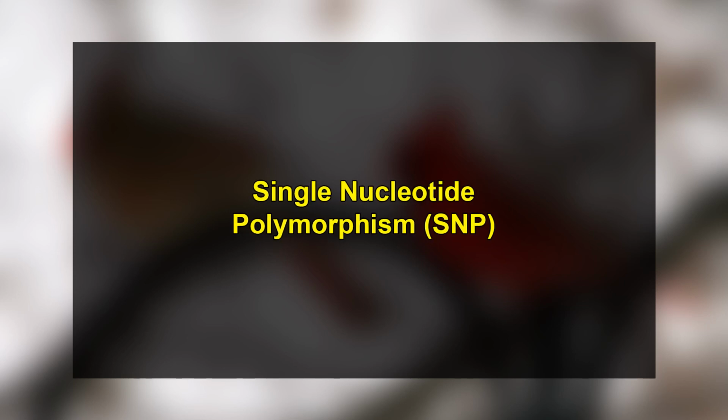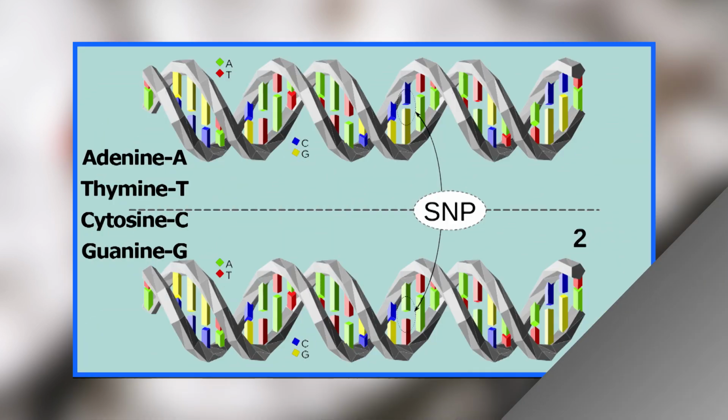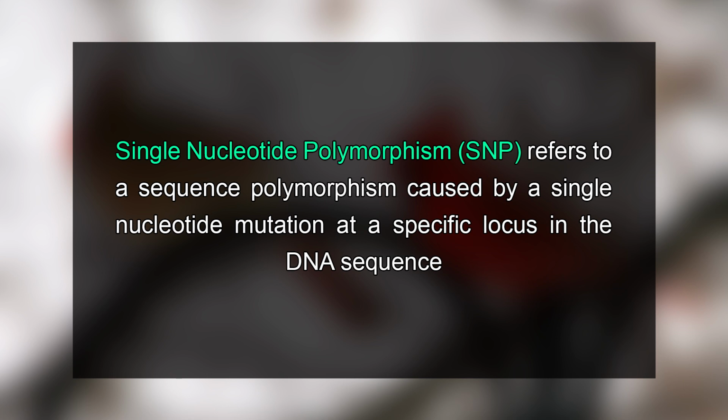Dear students, let's talk about the single nucleotide polymorphisms now, or SNPs. In 1996, Lander proposed a new molecular marker technology named single nucleotide polymorphism, or SNP. When a single nucleotide like adenine, thymine, cytosine, or guanine in the genome sequence is altered or changed, this will represent the SNP. In other words, it refers to a sequence polymorphism caused by a single nucleotide mutation at a specific locus in the DNA sequence.